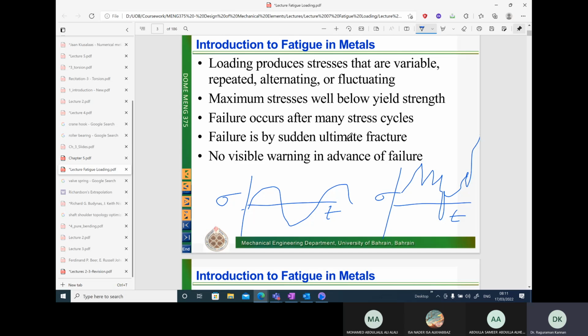Failure is by sudden ultimate fracture. That means the fracture takes place due to brittle fracture phenomena, maybe at the later stage. But in the initial stages, when crack propagation takes place, we are going to see that maybe it is not a brittle phenomenon as such. Okay. No visible warning in advance of failure. Usually, when crack propagation takes place in fatigue, just like when you bend a piece of wire, you never have any warning that the crack has formed. Suddenly it breaks. Okay, no visible warning.